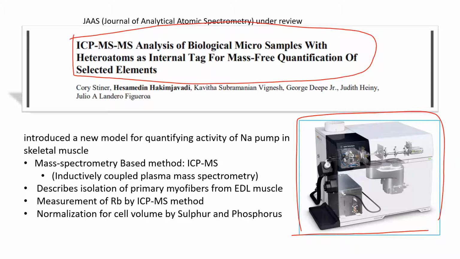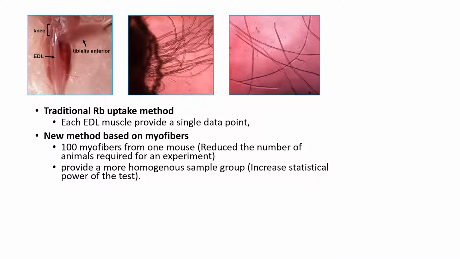And we also show how to use sulfur and phosphorus signals as a normalizing factor for heterogeneous muscle cells in terms of cell volume and cell count. So we showed that it's valid to use these signals as a normalizing factor.